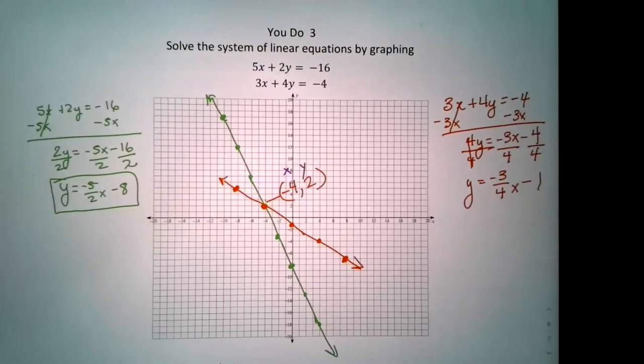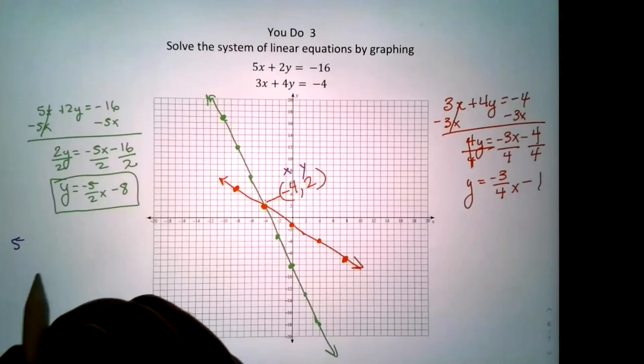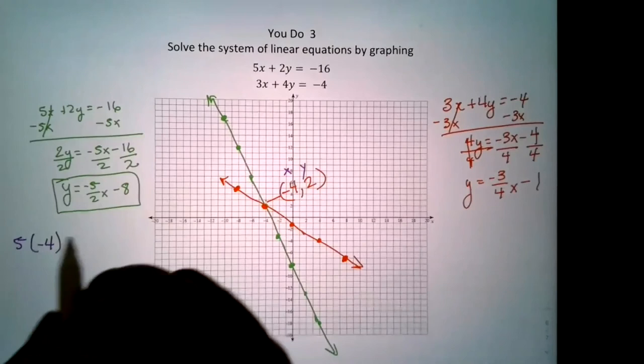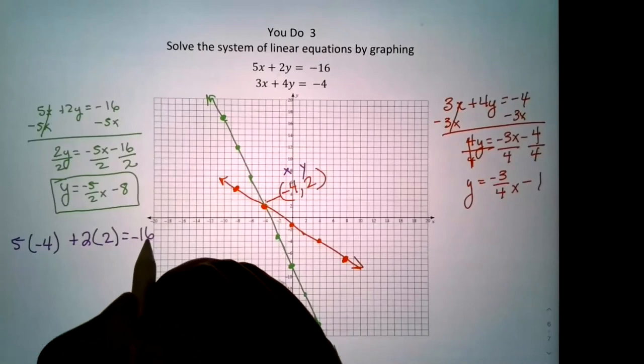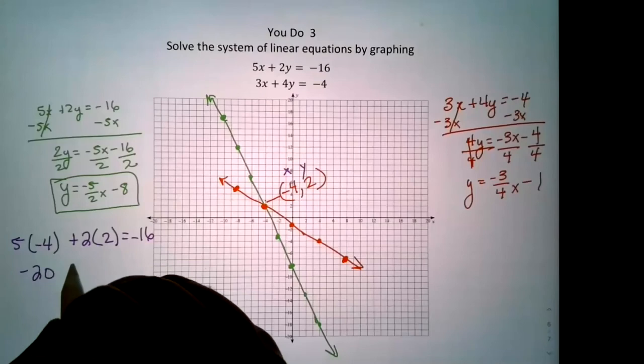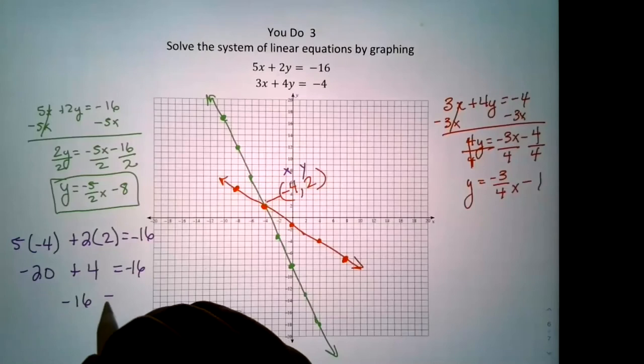So I'm going to check this equation first. So we have 5 times negative 4, which is your x, plus 2 times 2 equals negative 16. I want to see, will that work out? So 5 times negative 4 is negative 20 plus 4. Negative 20 plus 4 equals negative 16. So that's good.